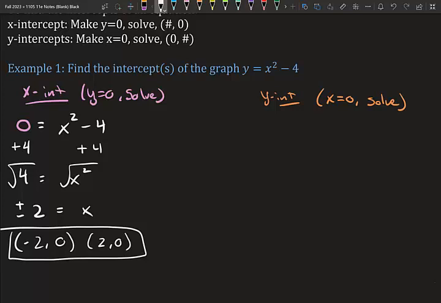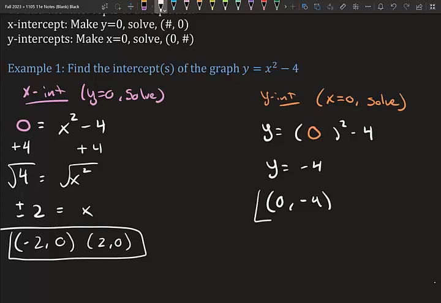Let's find our y-intercept. So for our y-intercept, we have y equals blank squared minus 4, and in that blank, we're plugging in 0. So we get y equals negative 4. That means our y-intercept is 0, negative 4.